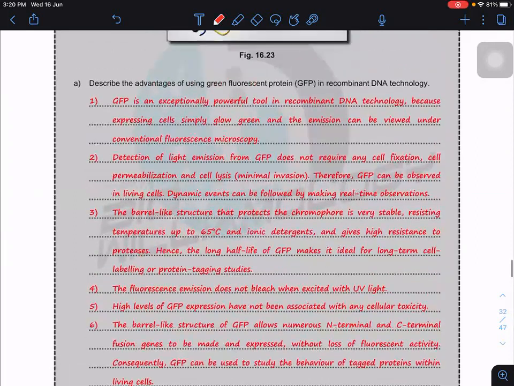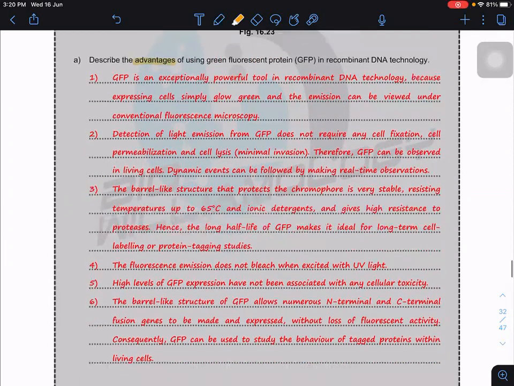Okay, so what are the advantages? What are the advantages of using green fluorescent protein in recombinant DNA technology? So first, green fluorescent protein is an exceptionally powerful tool in recombinant technology because expressing cells simply glow green. It will give us the green color, the green fluorescence, and can be viewed under the conventional fluorescent microscope. So it means that we do not need to kill our cells, right?